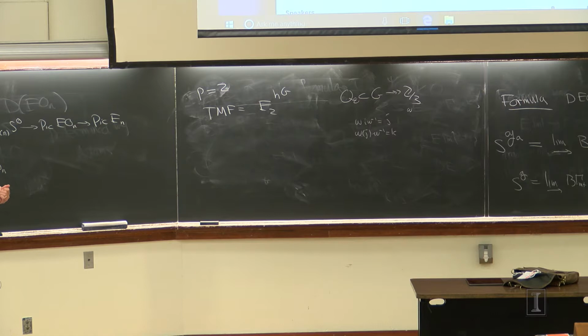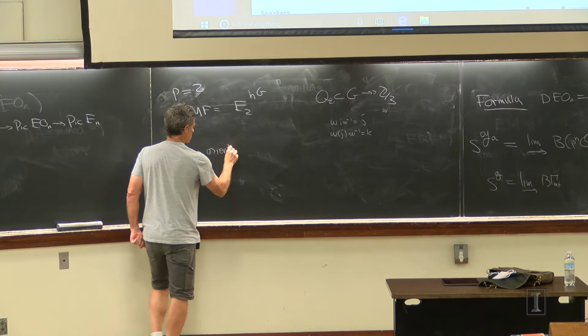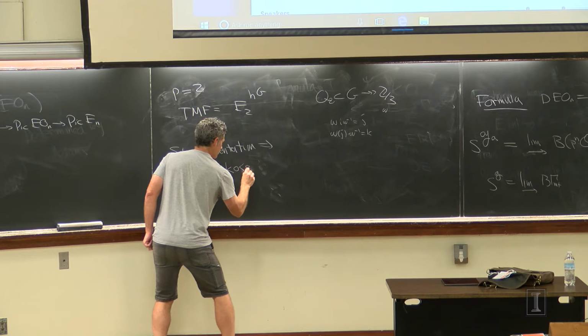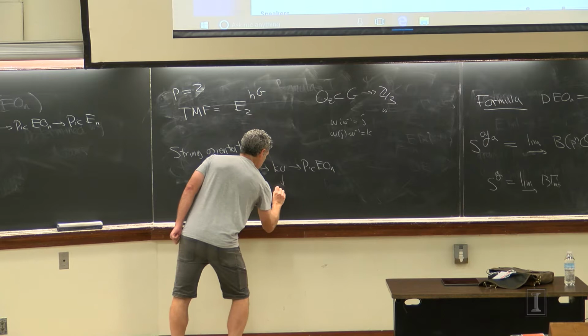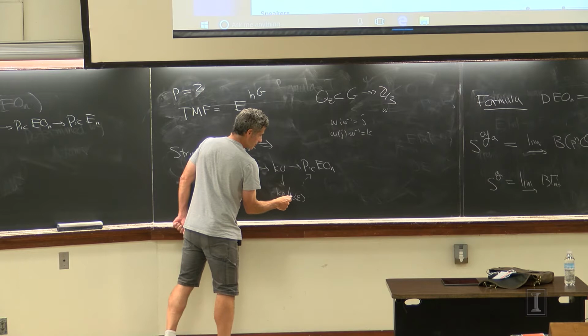Okay, now, in this case, the string orientation implies that this map, KO into Pic, if I restrict to the 8-connected cover of KO, that map is null. The composite is null. So this factors through KO mod the 8-connected cover of KO. In fact, the string orientation is the choice of this map.